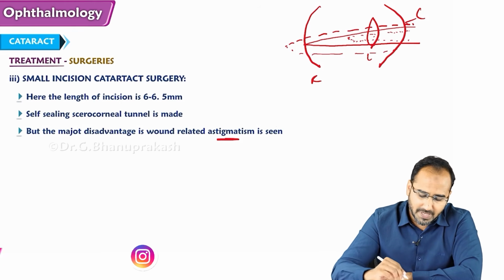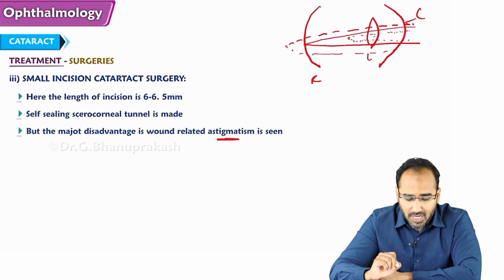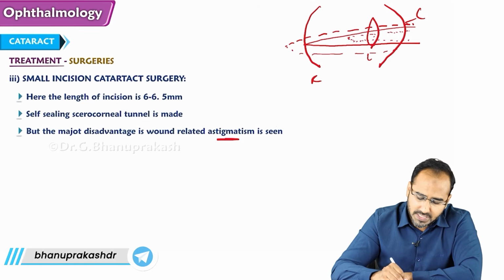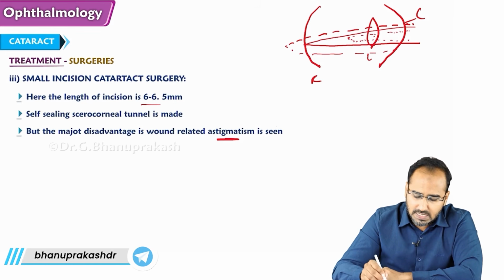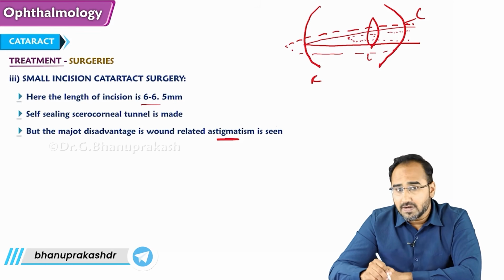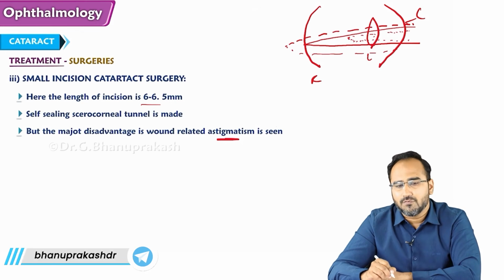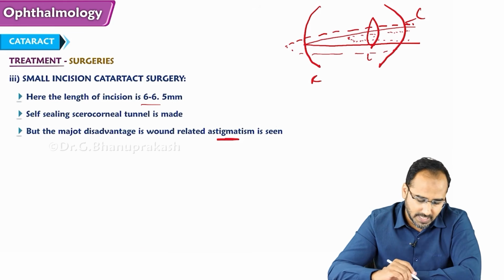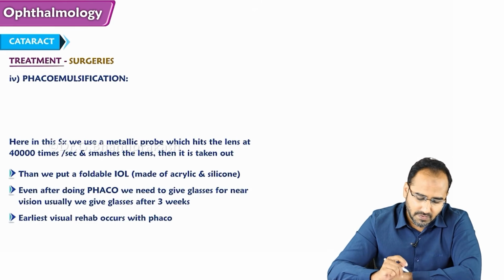So remember, guys, we are discussing SICS, small incisional cataract surgery, right? The length of incision is 6 to 6.5 mm. But the major disadvantage is what? The patient might develop wound-induced astigmatism. Wound-induced astigmatism, okay?